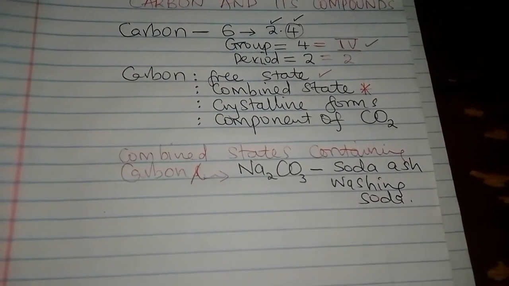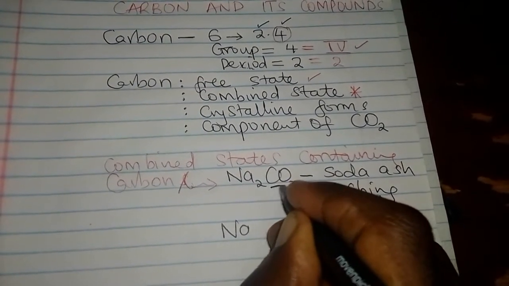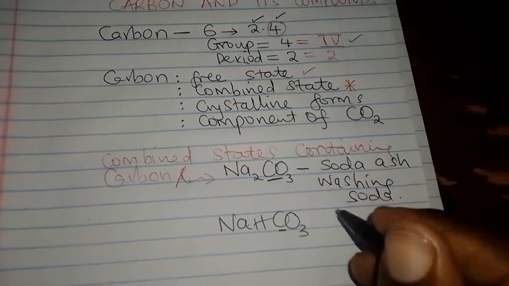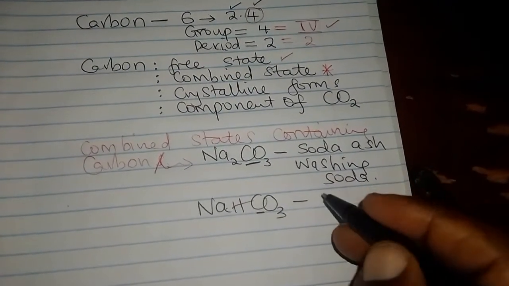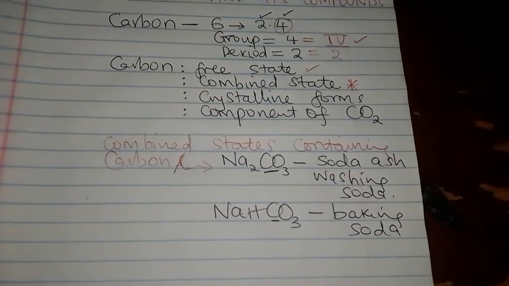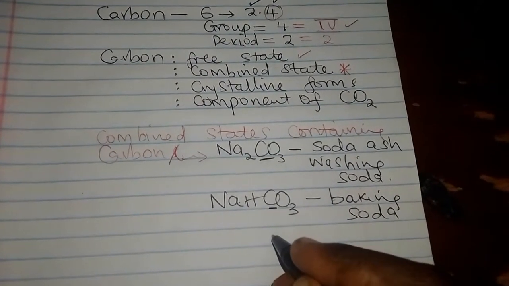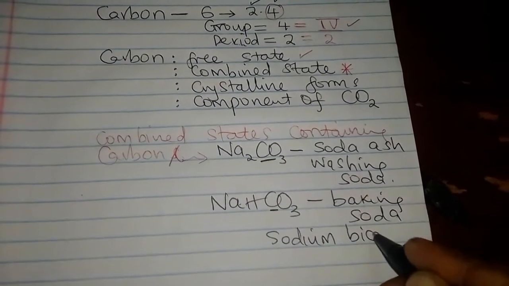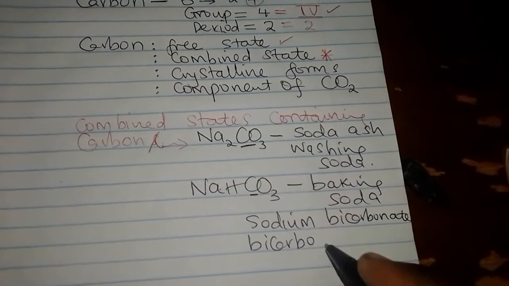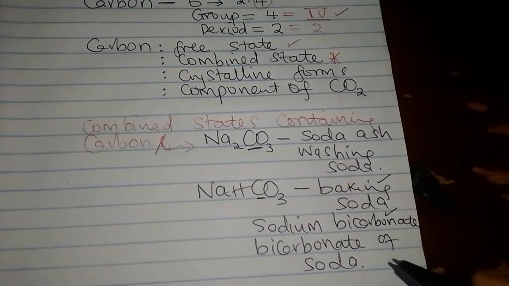Great. Another form in which carbon can exist in a combined state is sodium hydrogen carbonate. You can see the carbon here in combined state. This one can also be called baking soda. We can as well call it sodium bicarbonate, or others will call it bicarbonate of soda. Good. So I have either baking soda, sodium bicarbonate, or bicarbonate of soda.